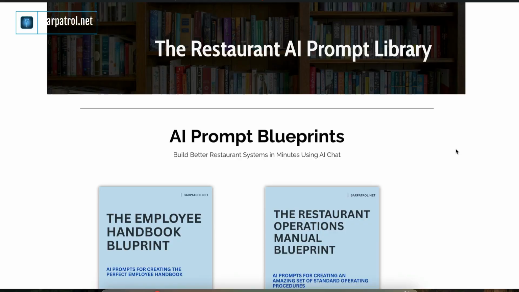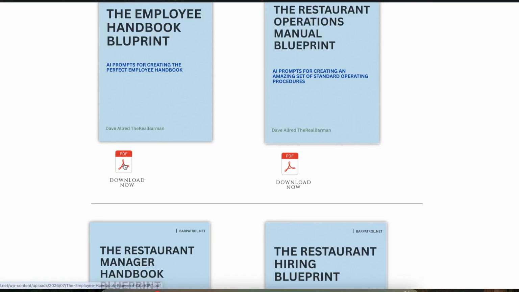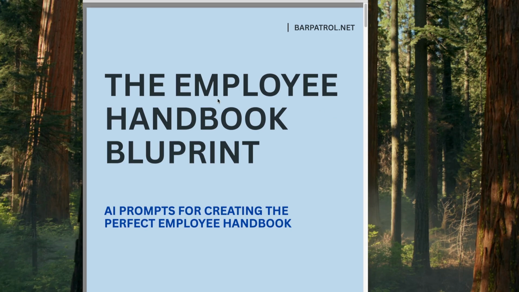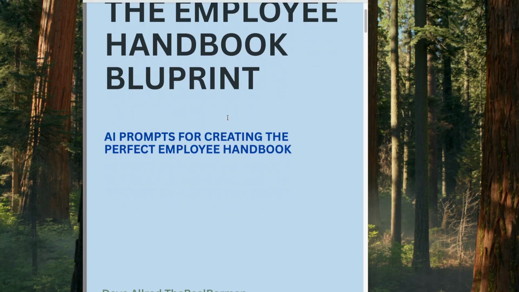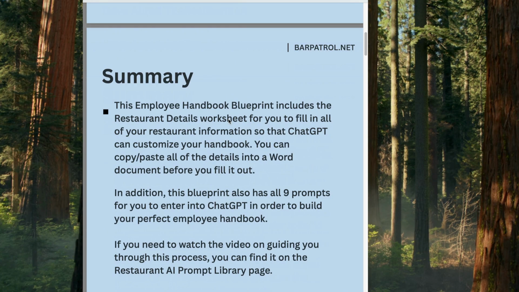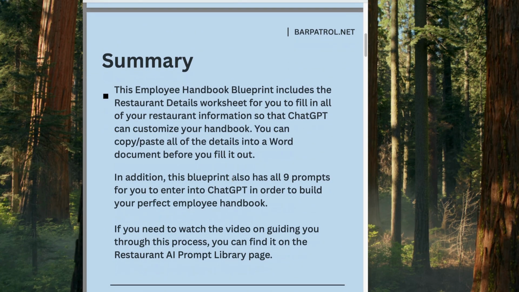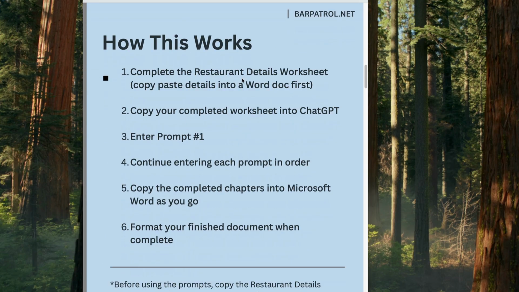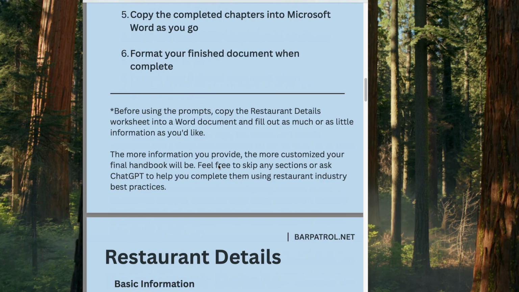Now that you've done that, you're just going to download it right here and open up the blueprint. And here we are with the employee handbook blueprint. If we scroll down, you can see there's a little summary that tells what it's all about. We're going to enter prompts, and it tells you how it works. Again, we're going to complete the restaurant details worksheet, copy paste it, and then enter prompts. I'm going to walk you through this right now.